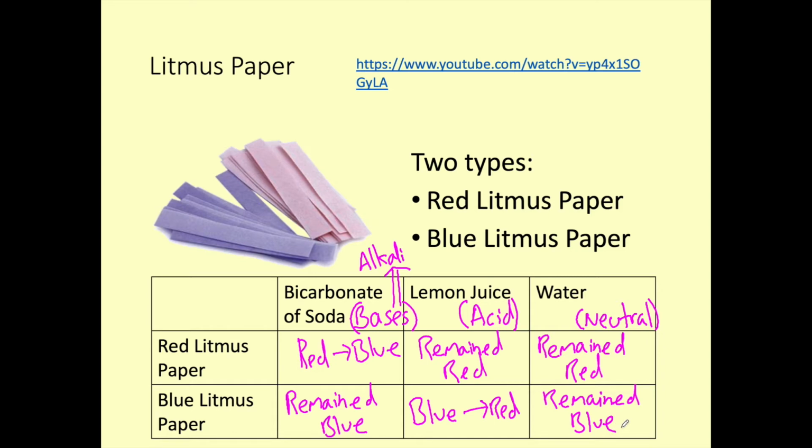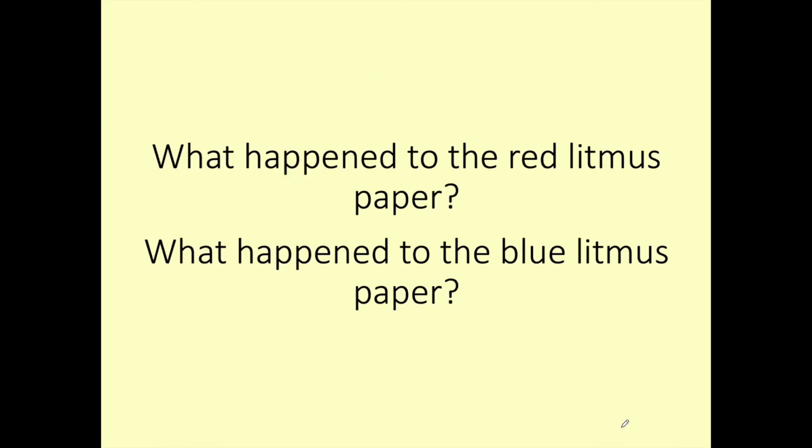So now in your worksheet, I would like you to consider what happened to the red litmus paper and what happened to the blue litmus paper. So pause the video, write down on your worksheet what happened to the red litmus paper in acids, what happened to it in alkali, and what happened to it in neutral, and similarly for the blue. So just pause the video whilst you do that.